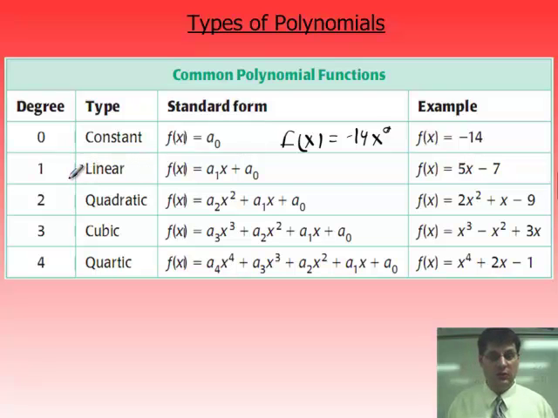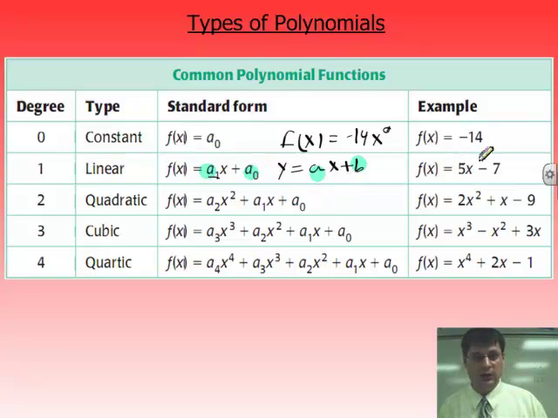Linear, this is just like y equals ax plus b, except we're in standard form as a polynomial. It's f of x equals a sub 1 x plus a sub 0. So this is just like ax plus b, but we're replacing a with a sub 1, and then we're replacing b with a sub 0. And we know what a line looks like, f of x equals 5x minus 7.